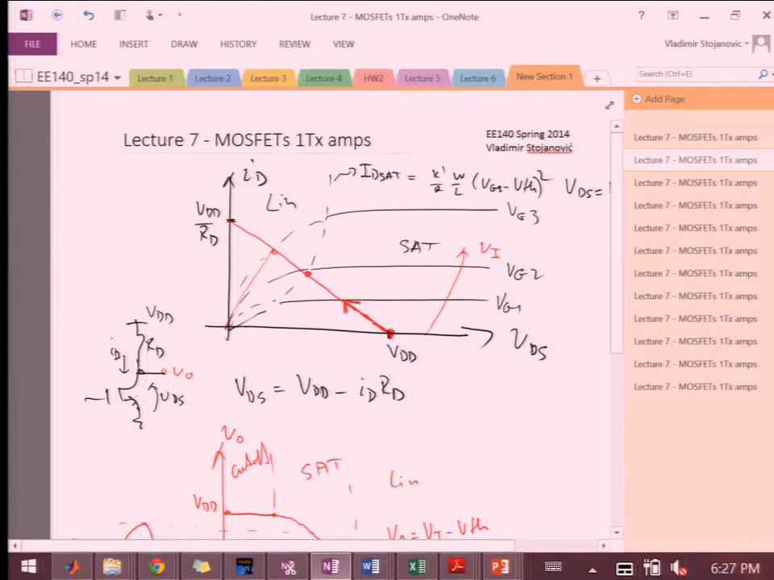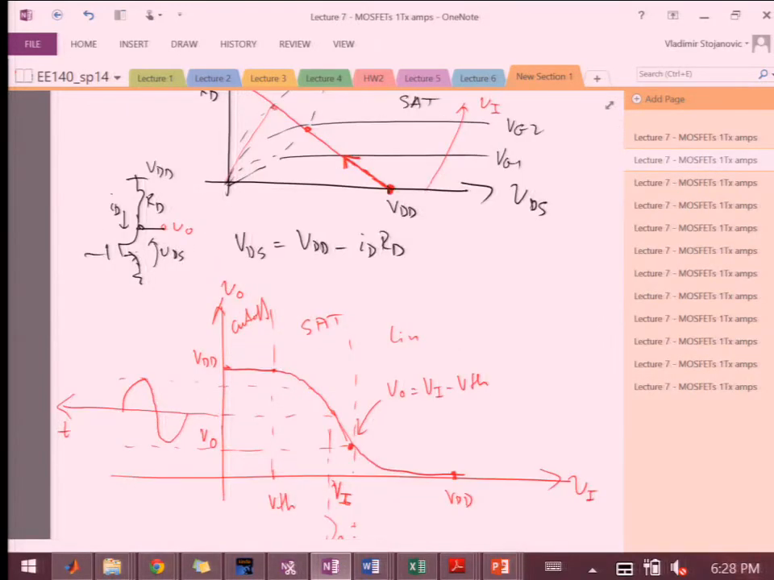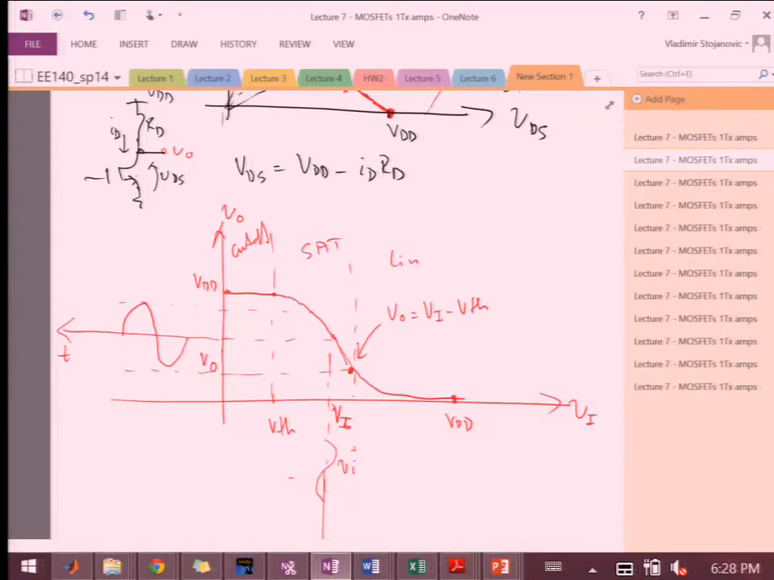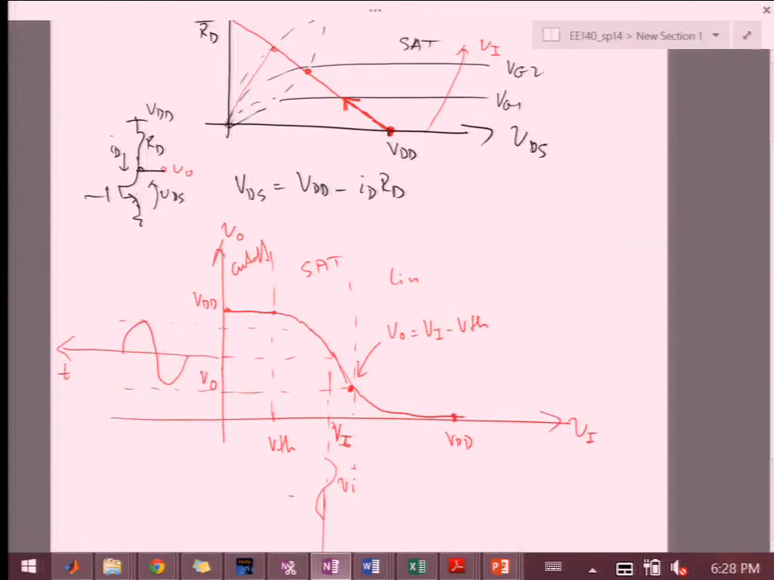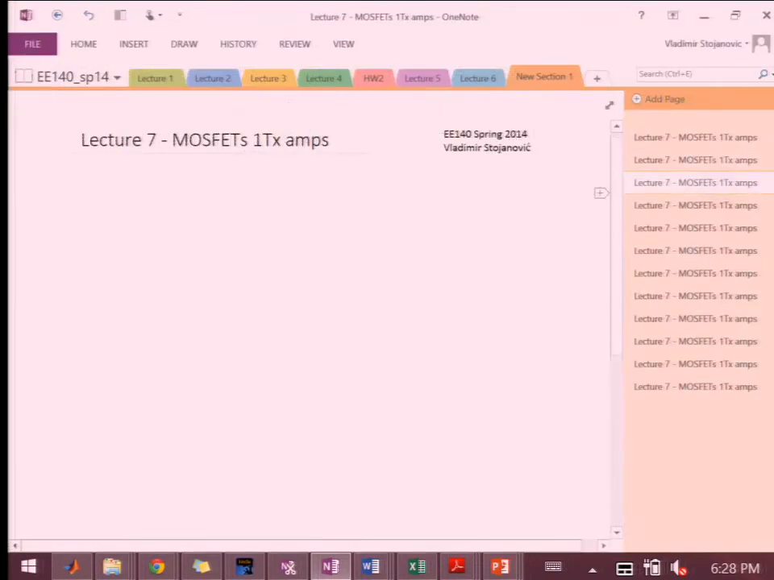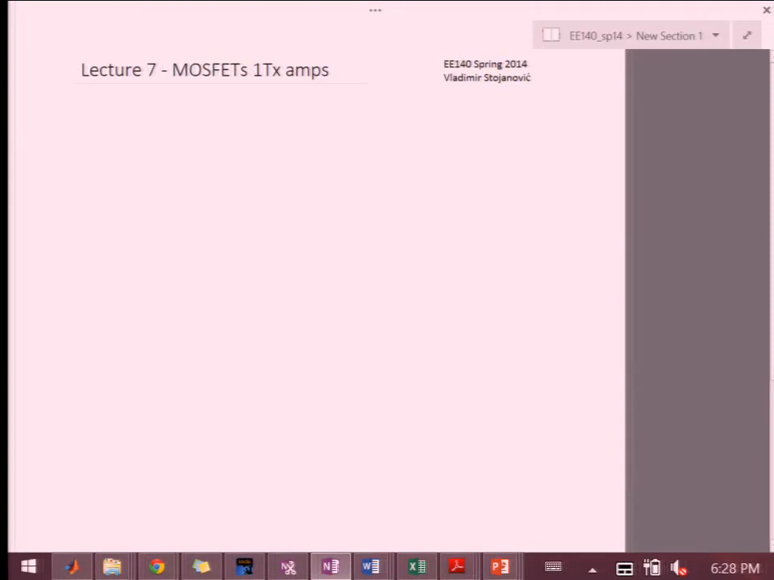Okay. Now, if you look at CMOS, if I was to kill this RD, then indeed I would pull this all the way to ground, right? But in this case, this RD is still providing some current. Okay. So let's move on to the small signal models.